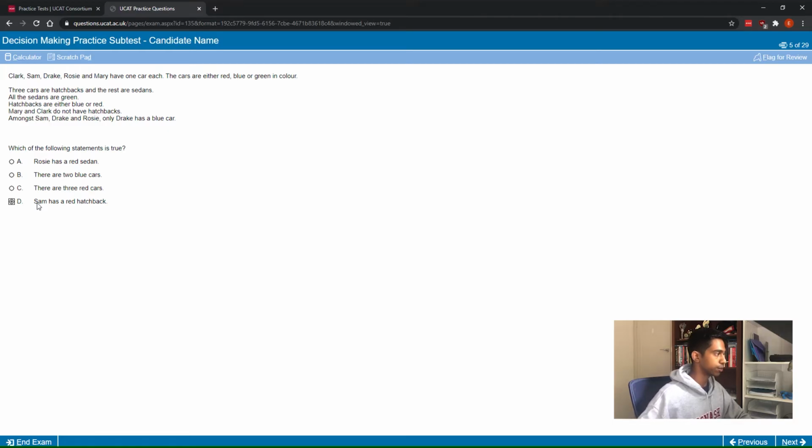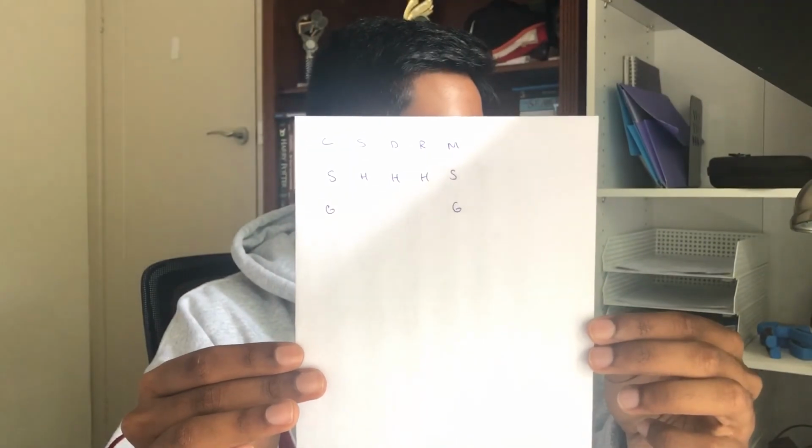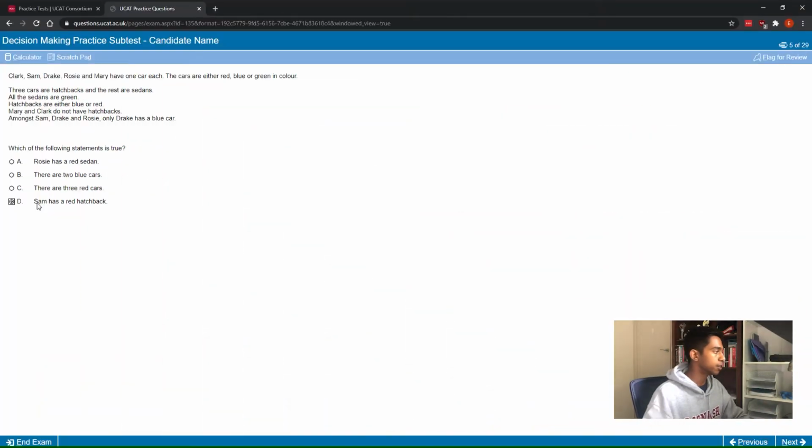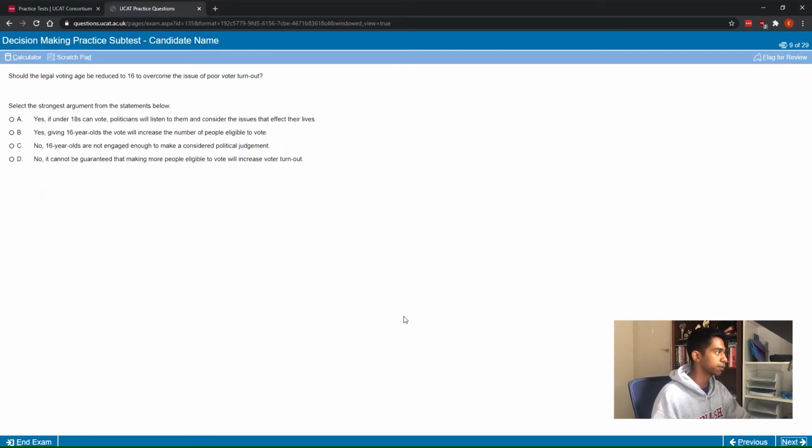And I'll try to show my sheet here. I'm not sure if you can see that. And that's the sort of working out I'm doing with my noteboard during this subtest. So now we'll move on to the next question type, which would be this one here, which is strongest argument questions. And with strongest argument questions, it's very important to be reading the stimulus.